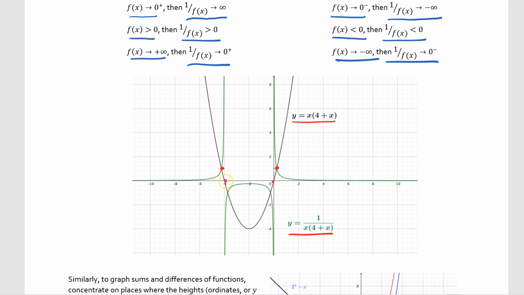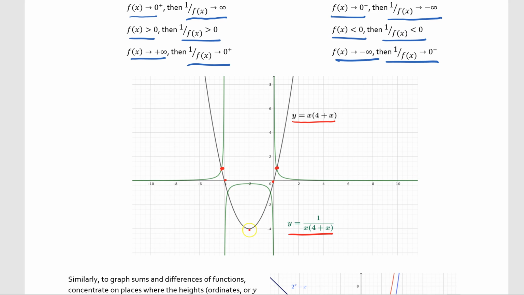Where the original function equals 0, then the reciprocal function is going to tend to infinity. So it shoots off up here. Minus 4 will in fact be an asymptote, and 0 will be an asymptote as well. Where the original function shot off towards infinity and it was a positive, then 1 on the original function tends towards 0 and it's a positive. So we have these two asymptotes heading towards the x-axis from above.